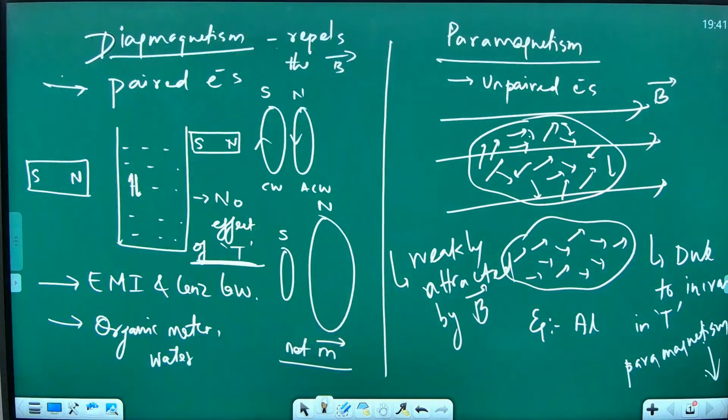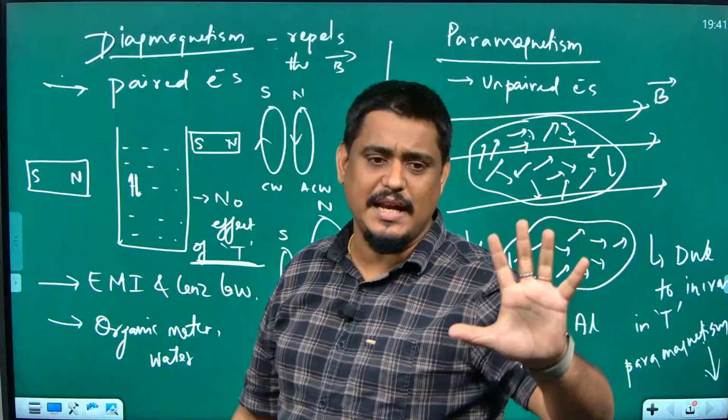Now I will tell one more interesting thing. Please pay attention. Now we came to know that diamagnetic properties are having paired electrons.